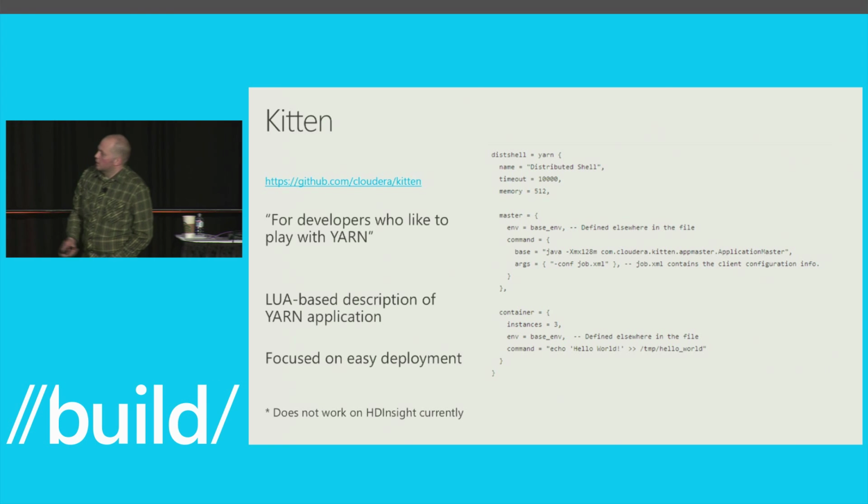Not really. The nice thing about this is that it really focuses on easy deployment of an existing application. If you look down at the bottom of the Lua code, this is where you specify the container. I need 3 of them, and what do I want it to do? I want it to run that command of echo hello world. So this is essentially my distributed shell from 1,000-ish lines of code down to 10-ish lines of code.